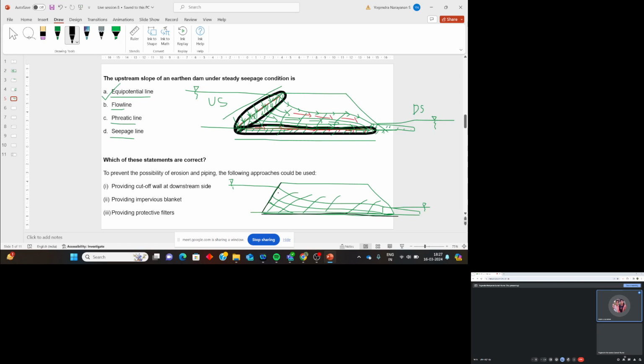But this upstream slope is always an equipotential line. That is the question here. Okay, sir. Make a note of it. And moving to the next question, which of these statements are correct? To prevent the possibility of erosion and piping, the following approaches could be used.